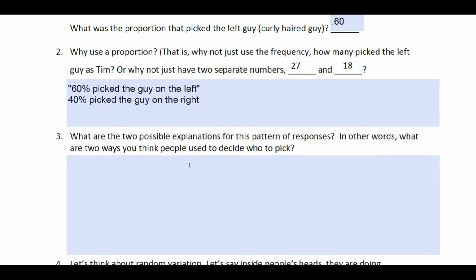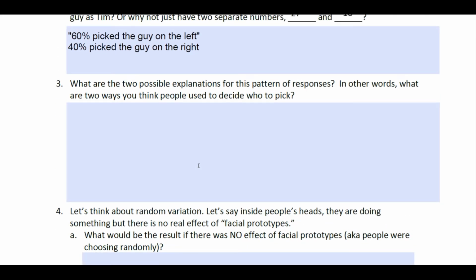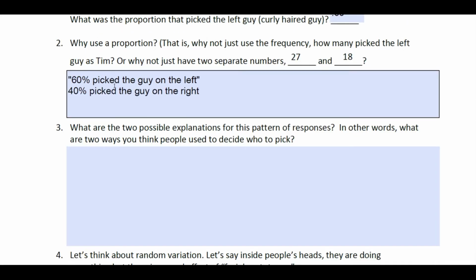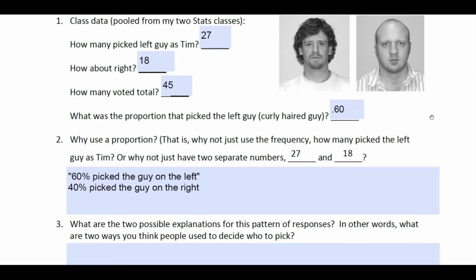Now I want you to think about what are some possible explanations for why we see this pattern where 60% chose the guy on the left and 40% chose the guy on the right. Why do you think we might see that? Or in other words, what are some ways that you think people might be using to decide who to pick? And again, you may want to pause and mull this over.